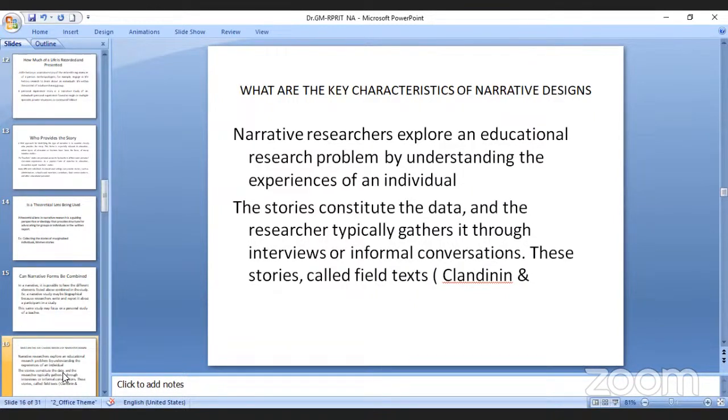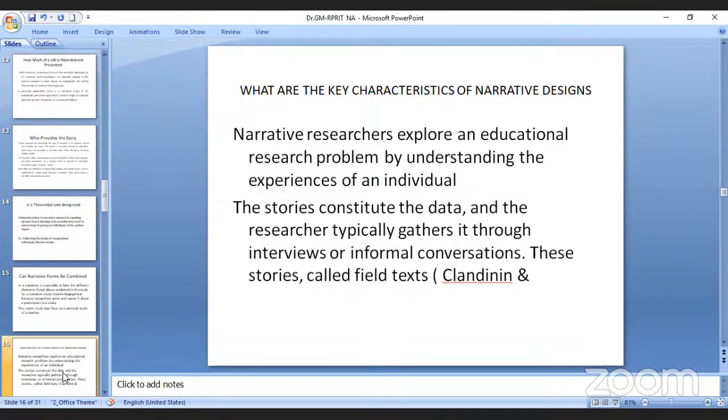There are different learning styles among the students because of their psychological background, their socio-economic status, their family background, their family structure, economic status, and their parents' education and parents' status, that is, whether they belong to rich, poor, or middle class. So narrative researchers explore an educational research problem by understanding the experience of an individual.